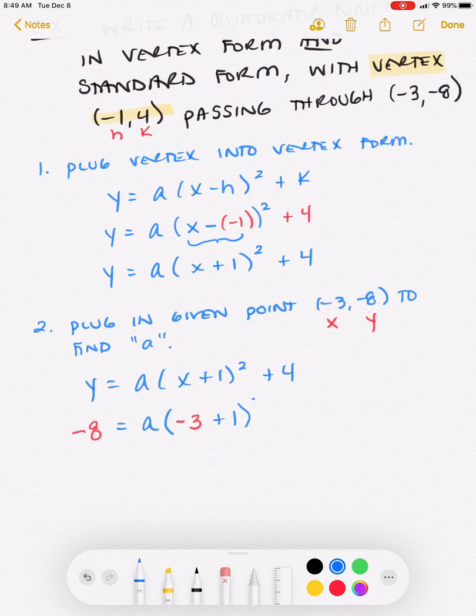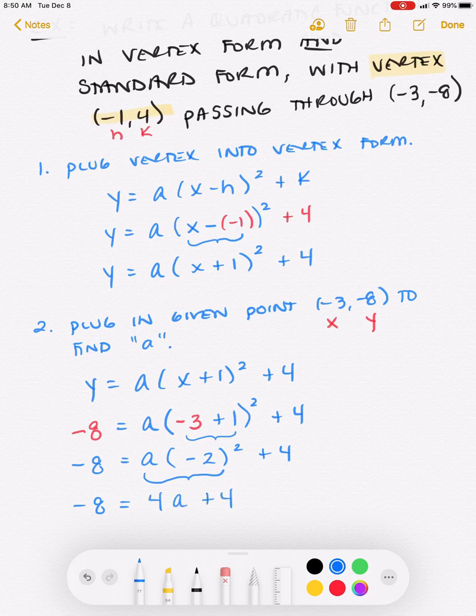Okay, so now what we're going to have is this little equation where our goal is to figure out what this width needs to be so that it passes through the point. Let's keep doing this math right here. I'm going to leave the a, and I'm always going to start with my parentheses and my exponents. -3 plus 1 is -2 squared plus 4. I'm going to keep going right here. -2 squared is 4, so this is 4a plus 4.